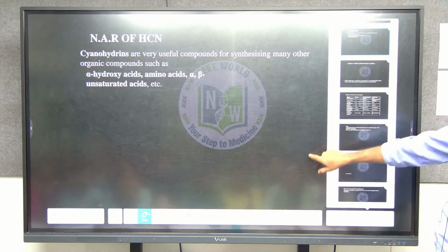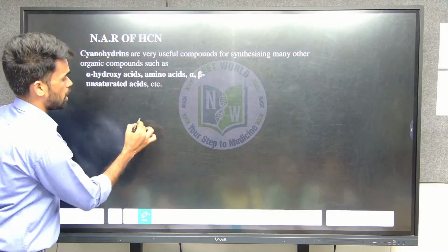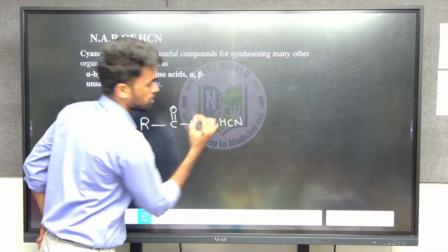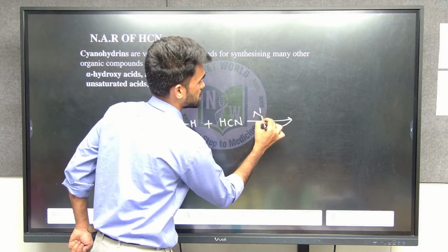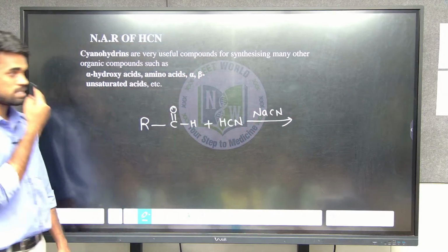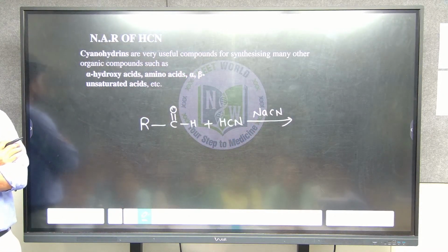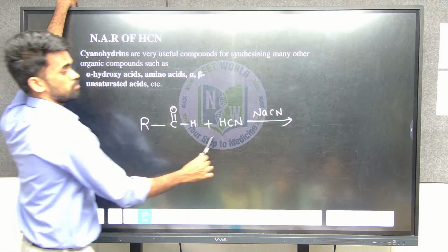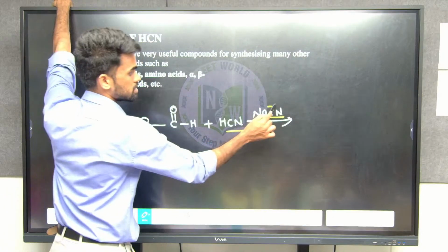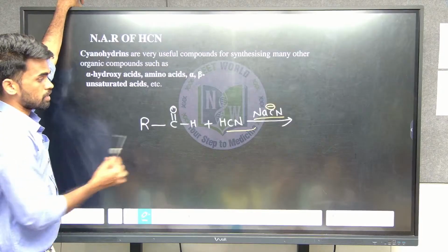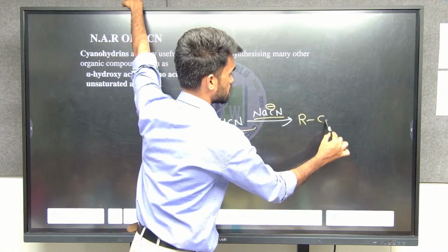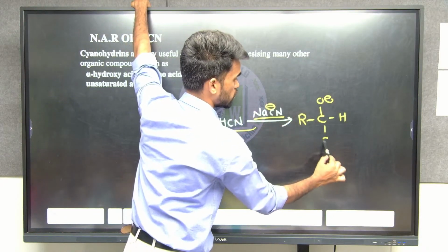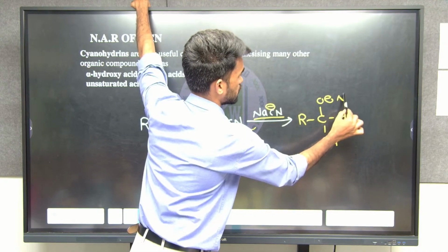See, to the aldehyde or the ketone, what I am adding is HCl. This takes place in presence of a basic medium, like NaCN I am taking. Now what happens, tell me? Which group will attack on this? CN minus. So where will it attack? Carbon. So R, C, it goes upside, O minus, H, here what should I add? CN, and this Na plus here, like this.